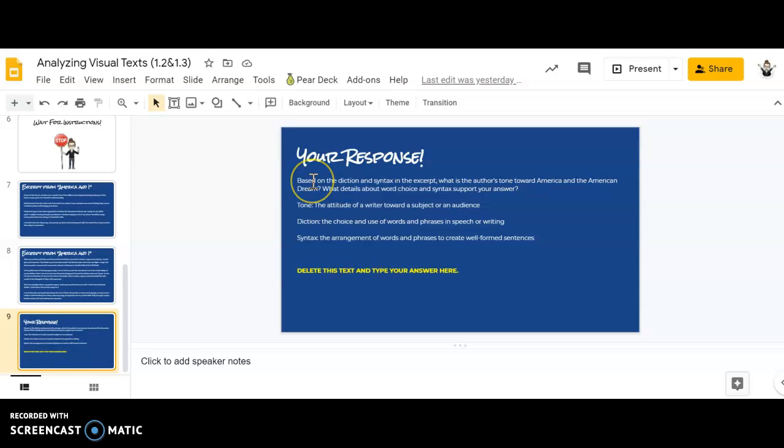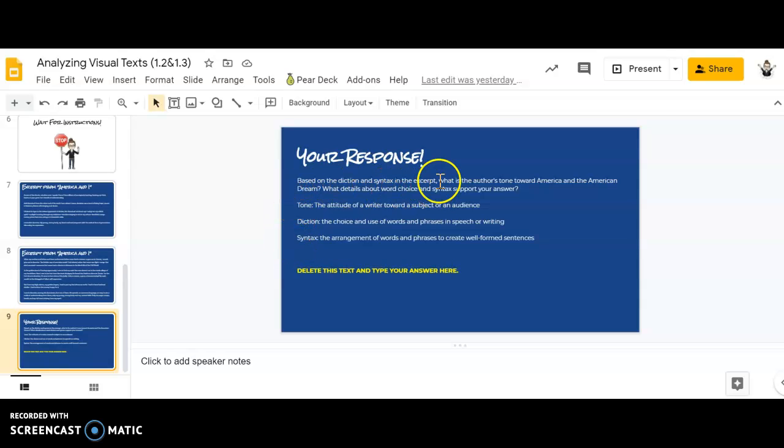Based on the diction and syntax in the excerpt, what is the author's tone toward America and the American dream? What details about word choice and syntax support your answer? So that's kind of an intimidating question because of all the literary terms in there. I broke them down for you here.